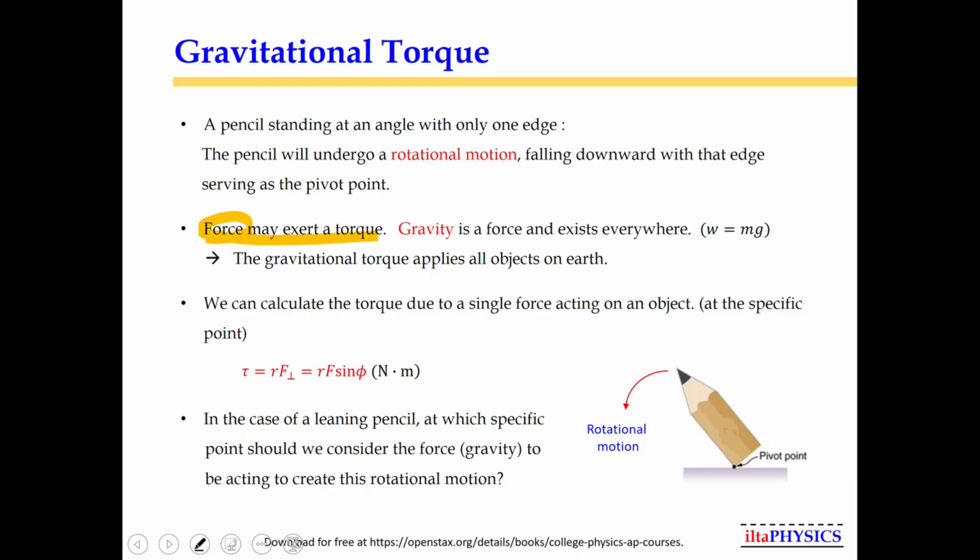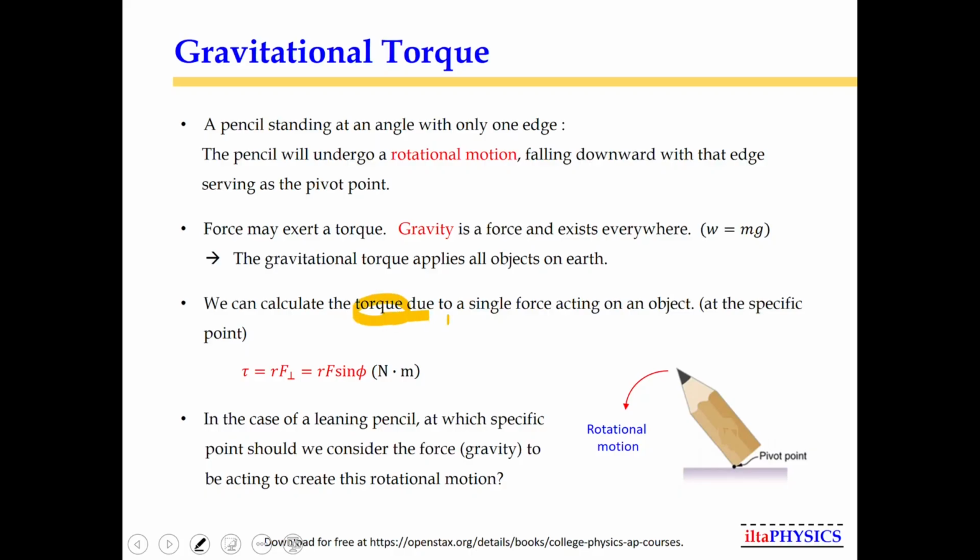A force acting on an object creates torque that leads to rotation. In this case, it's gravity, the force pulling the pencil downward toward the earth that causes it to fall over. This is because gravity acts on every object on Earth with the same magnitude relative to its mass. We call this weight. In equation form, W equals m times g. Now, let's try to calculate the torque caused by gravity on this pencil.